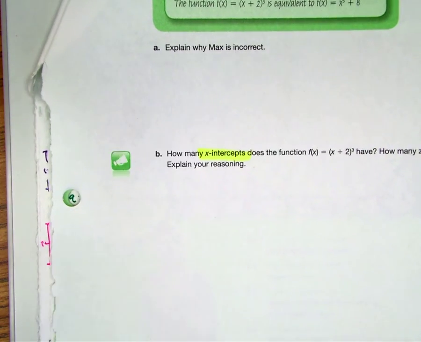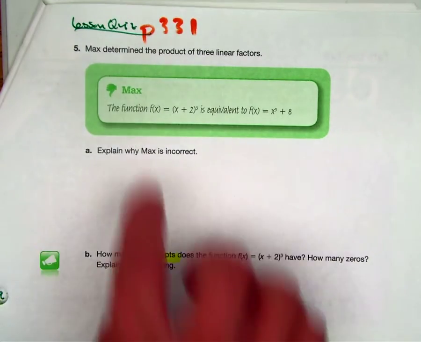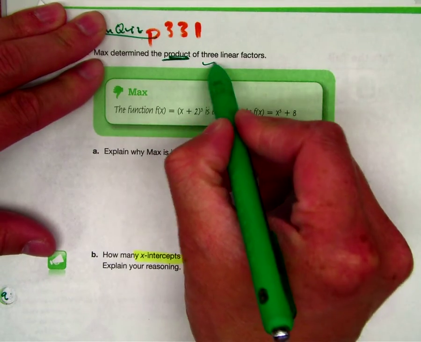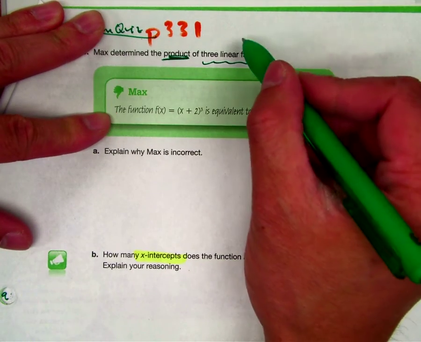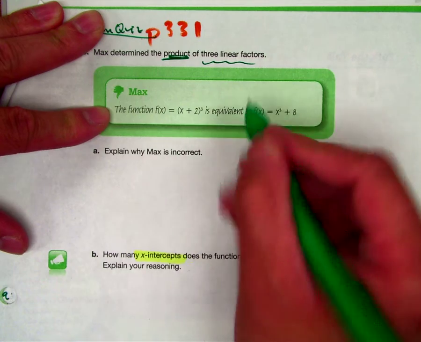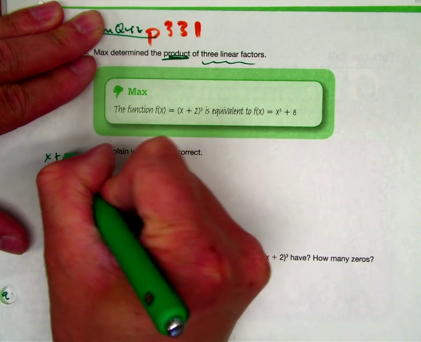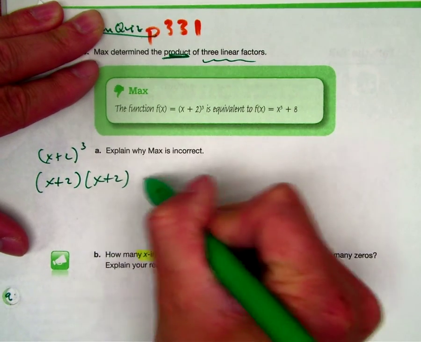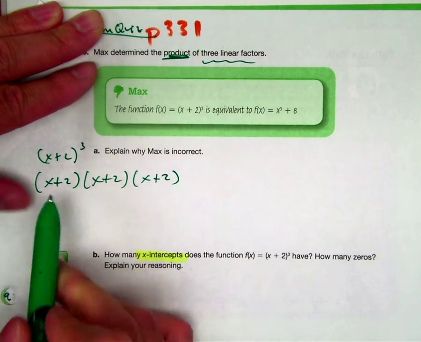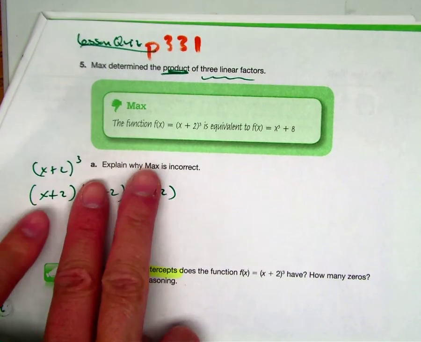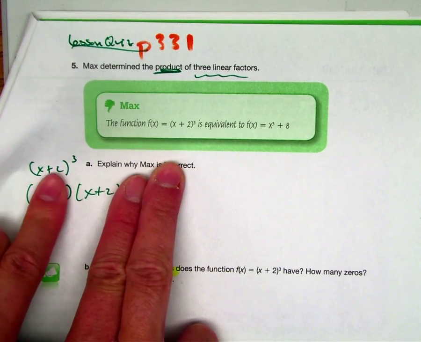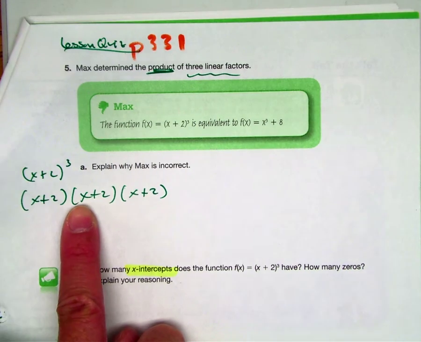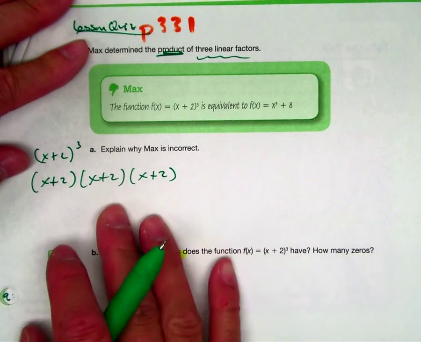Alright, so in this problem they ask me, Max, determine the product. So product means to multiply. It says 3 linear factors. So linear factors just basically means anything to the first power. So x plus 2 to the third power means x plus 2 times x plus 2 times x plus 2. Each of these binomials is a linear factor. So linear, linear, linear. If I multiply all of those, then let's see if our answer matches up with Max's.